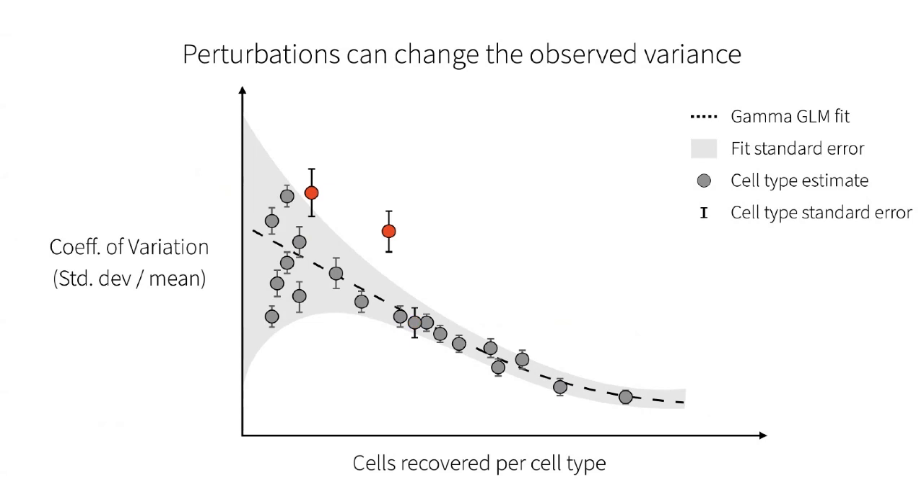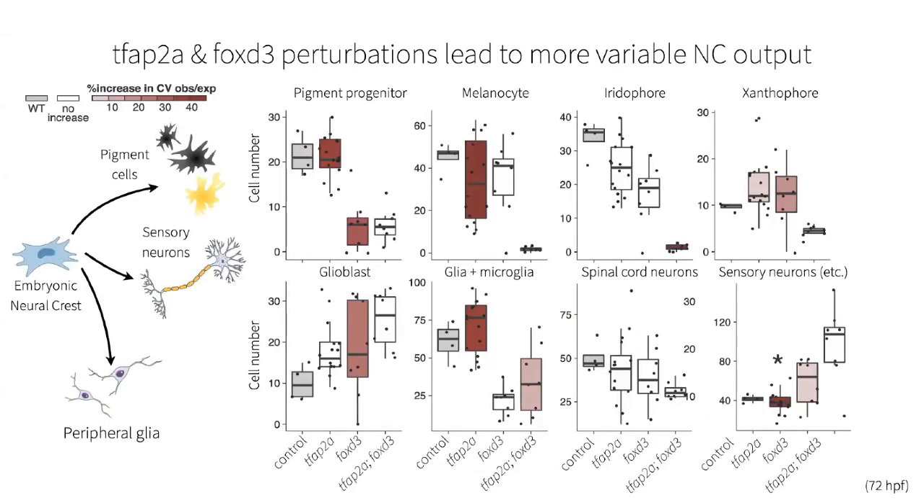Okay, so with this sort of model in place, we can now color our box plots by how variable the cell types are across embryos in each genetic background. And in doing that, we can see that, although the average number of pigment progenitors in TFAP2A mutants is basically the same as controls, those cells are more variable. We can also see this trend much more prominently when we look at melanocytes. And overall, I think we can say that in addition to loss of TFAP2A or FOXD3 changing the average output of the neural crest, losing those genes makes it more variable.